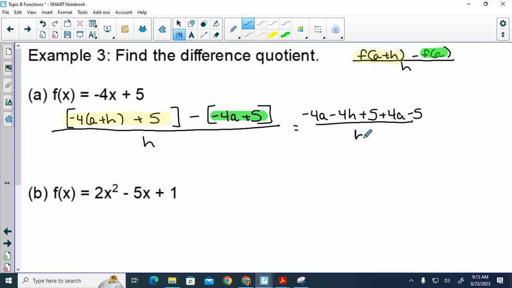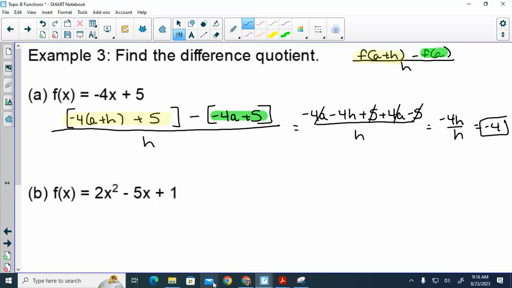What do you notice? Yeah, you're always going to have a lot of stuff cancel out on this. If you don't, you have a mistake. Negative 4a and positive 4a cancel. Positive 5 and negative 5 cancel. So I'm left with negative 4h divided by h, negative 4. All right. So they get longer with uglier equations.